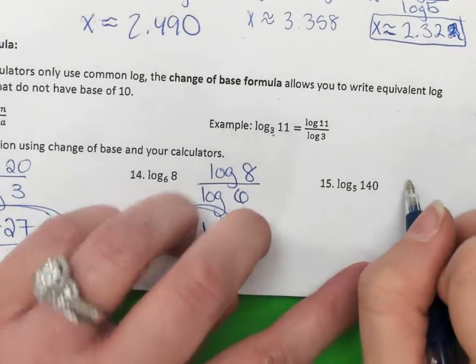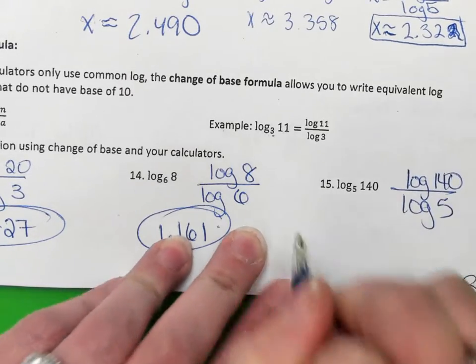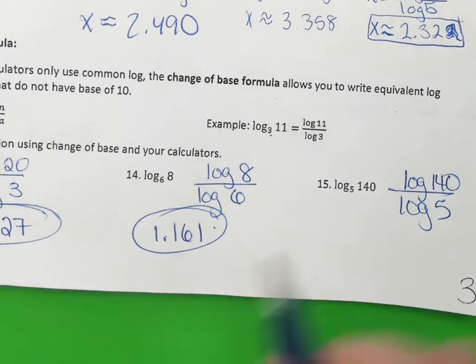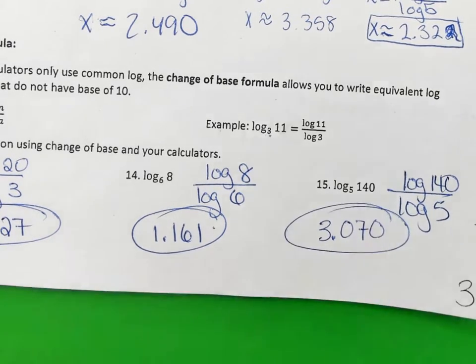All right, what about the last one, number 15? What would you write? Log 140 over log. There you go. Perfect. And what did you get as an answer? 070. Perfect. Y'all okay? Yes, ma'am.